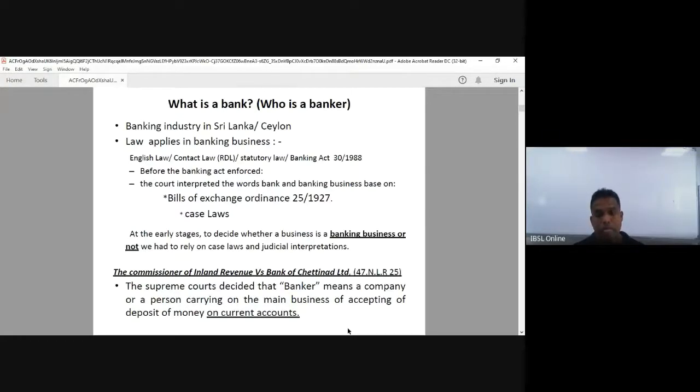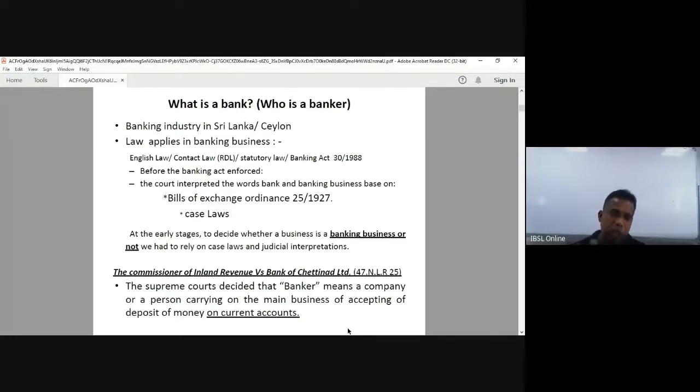Now, what is the question before the judge? A simple question: whether this Chettinad Company Limited is a bank or not. If the judge decides this is a bank, then they are entitled to the tax concession. If not, they are not entitled. So the question the judge has to decide is, what is a bank? Who can be considered as a bank?